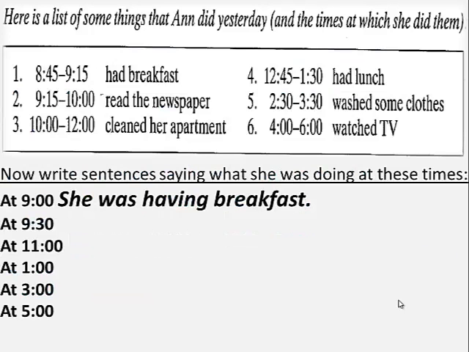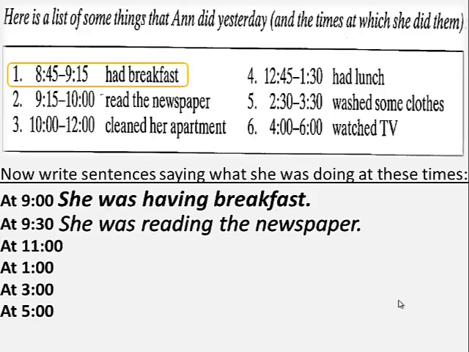Here is a list of some things that Anne did yesterday and the times at which she did them. Study this timetable. Now write sentences saying what she was doing at these times. For example, at 9 o'clock she was having breakfast. What was she doing at 9:30? Great. At 9:30 she was reading the newspaper.